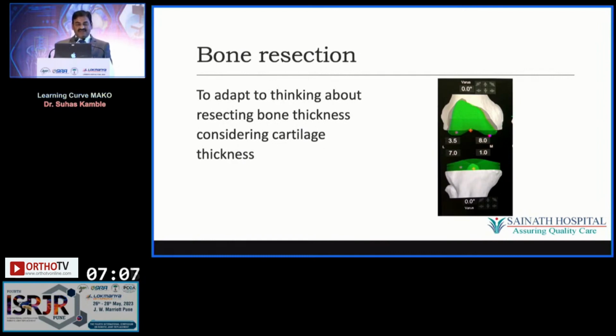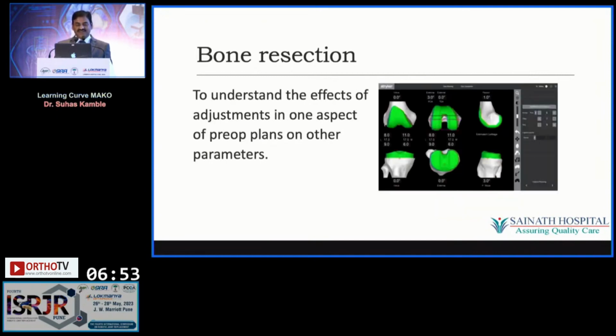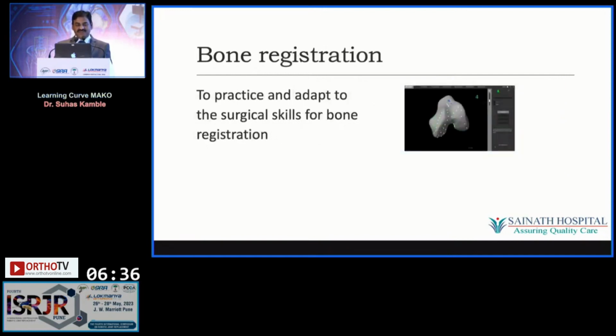We have to think and adapt to thinking about resecting the bone thickness, considering the cartilage thickness also. So the system will show the values as per the bony landmarks, whereas we have to think about the cartilage thickness as well. We need to understand the effects of adjustment in one aspect of the preoperative plan on the other parameters. So when we are adjusting the rotation of the femoral component, how it is going to affect the other component, that we have to keep in mind continuously.